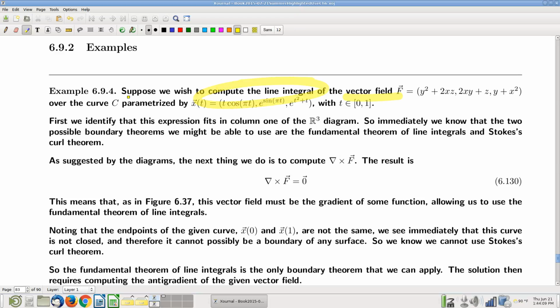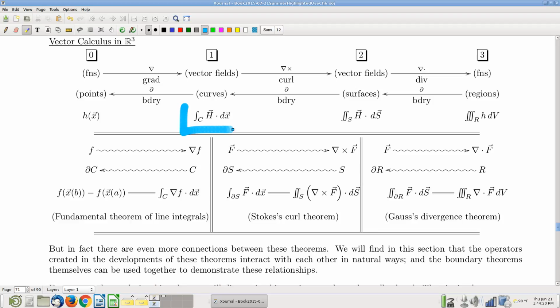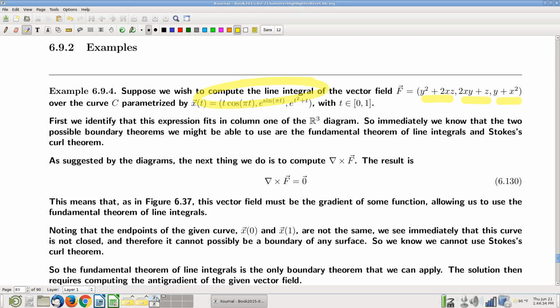We're computing a line integral. This is a vector field in 1, 2, 3 dimensions. So we're looking at a line integral in R3. That means we need to compute the curl, hoping for a possible anti-gradient, and we need to think about the boundary, hoping for a possible anti-boundary surface. Alrighty, well, the curl is 0.